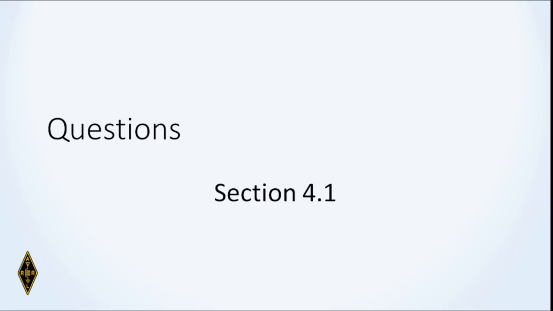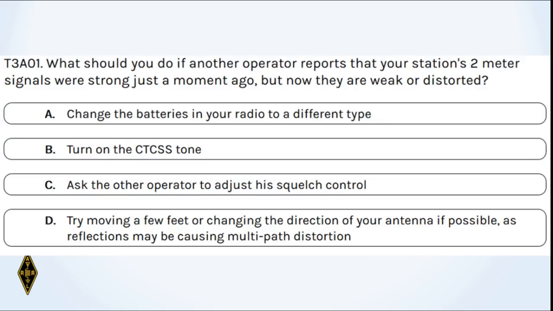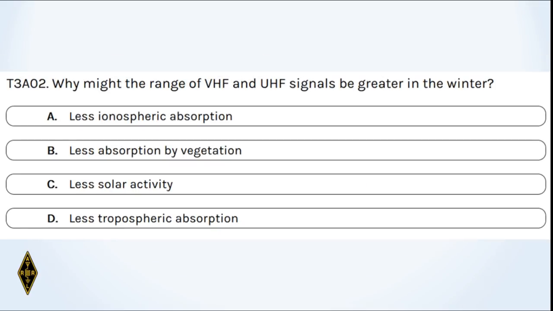All right, let's answer some questions. What should you do if another operator reports that your station's 2-meter signals were strong just a moment ago, but now they're weak and distorted? You're off your X. Try moving a few feet. Or lean over in your recliner.